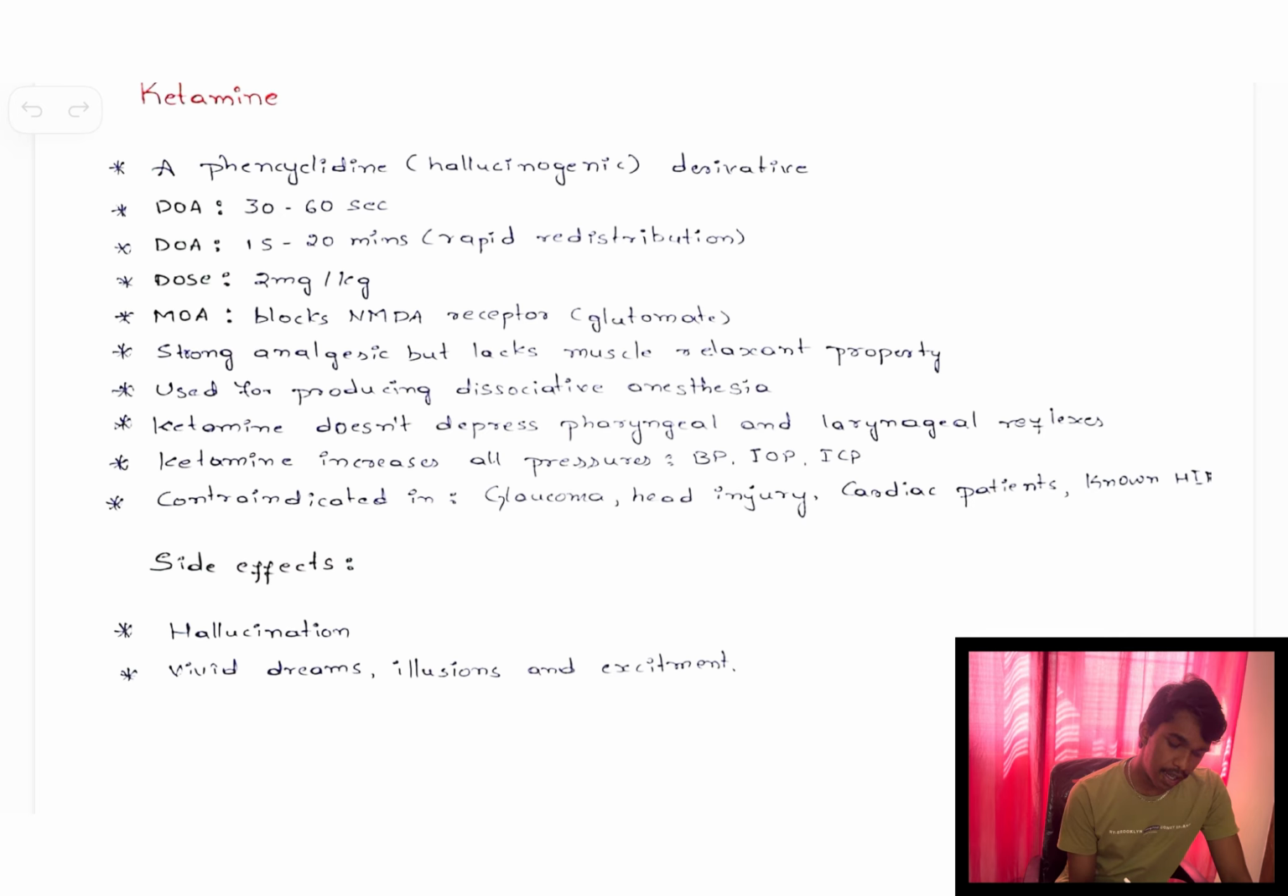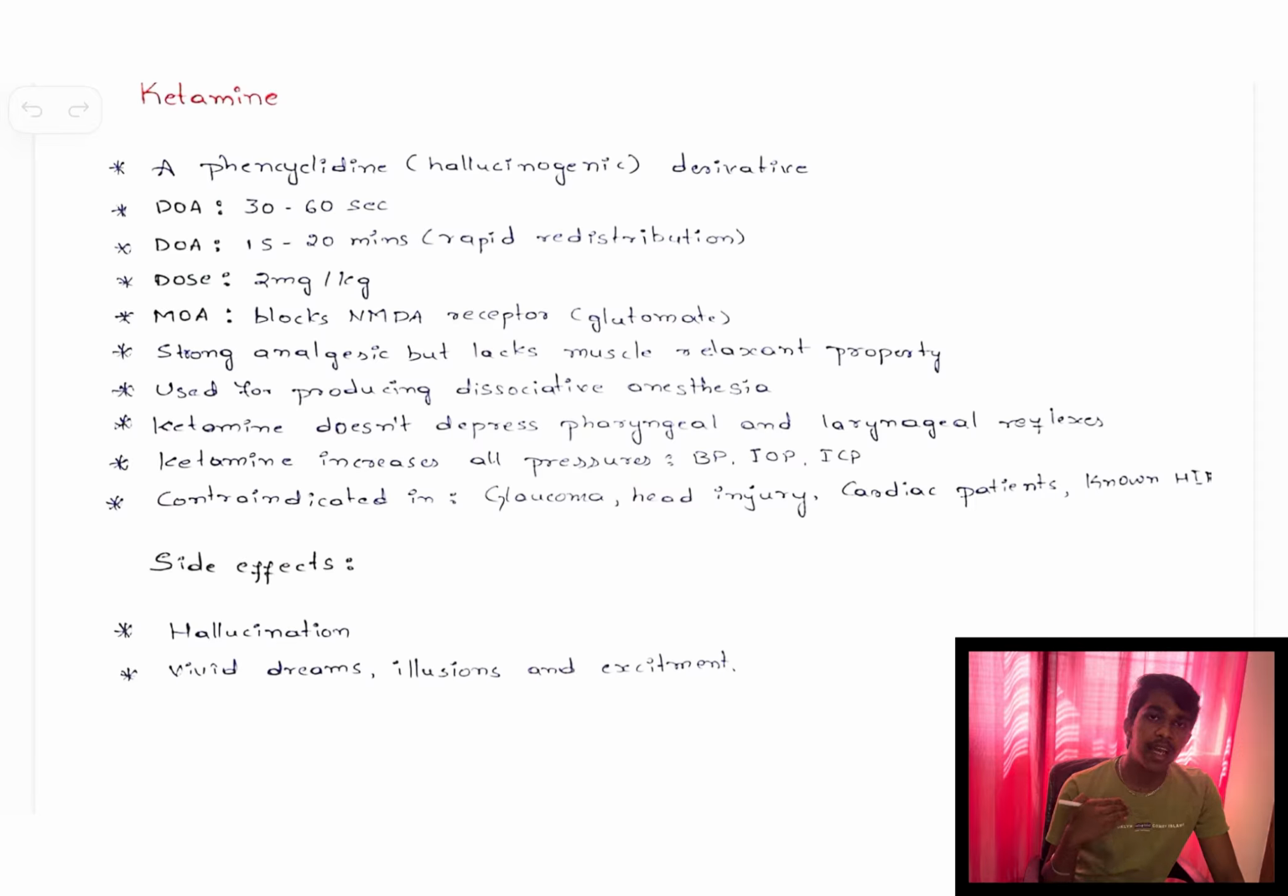Side effects: as it is a phencyclidine derivative, it is hallucinogenic. So hallucination will be there. With hallucination, we'll get vivid dreams, illusion and excitement. So that was about ketamine.